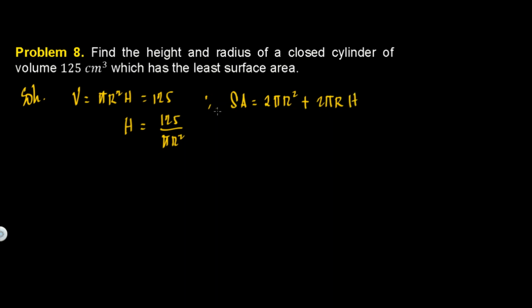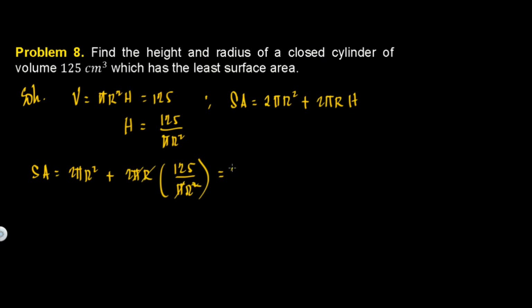Okay, so dito differentiate SA naman with respect to r. So we have SA equals 2 pi r squared plus 2 pi r times h, where h is 125 over pi r squared. Okay, bawasan natin to. Yung mga hindi kailangan, alisin na natin.